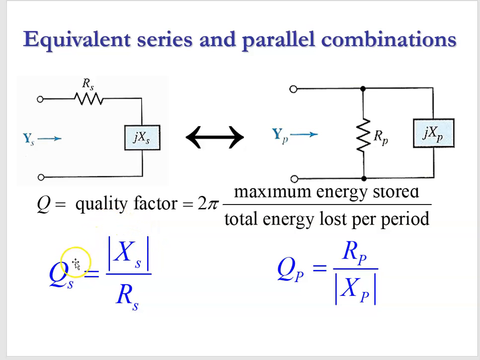Remembering the quality factor of branches in series, that's the magnitude of the series reactance, so we drop the j, divided by the resistance. Where in parallel, that's the resistance divided by the magnitude of the parallel reactance.